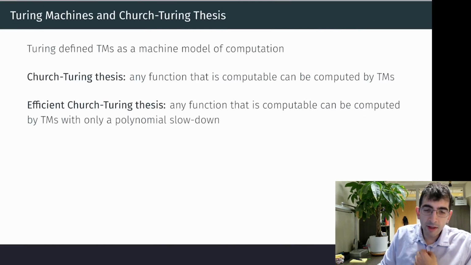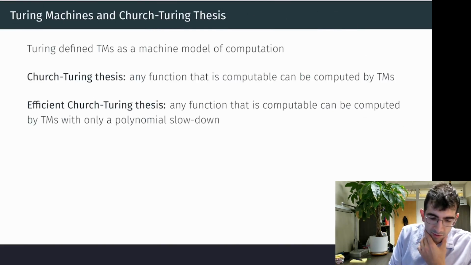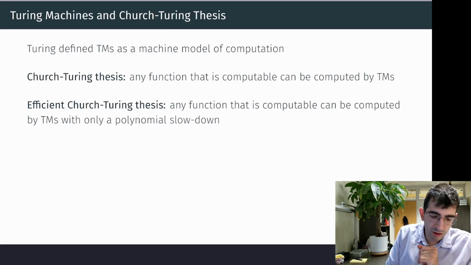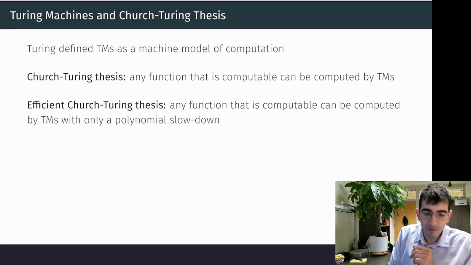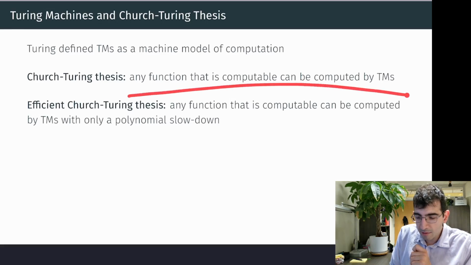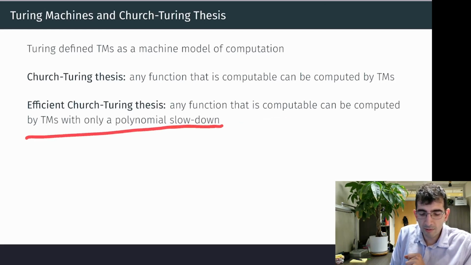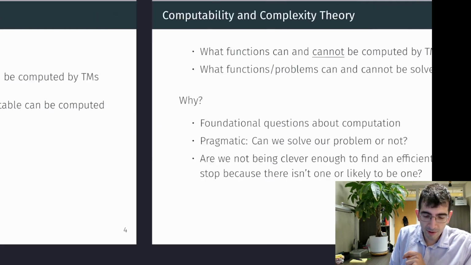Remember from the first part of the course that Turing machines defined a model of computation, and the Turing thesis is very simple: any function that is computable can be computed by a Turing machine. The efficient Church-Turing thesis is that any function that is computable can be computed by Turing machines with only a polynomial time slowdown.